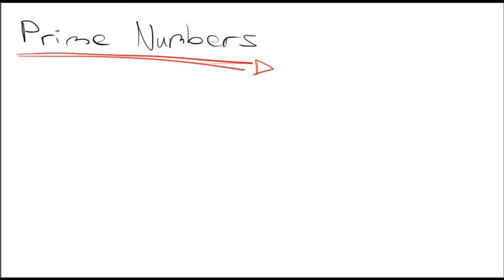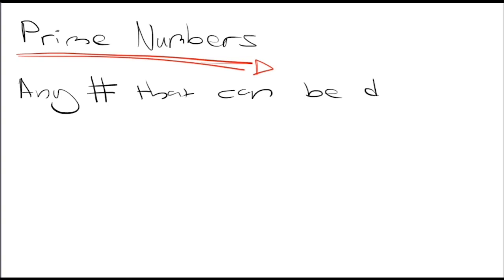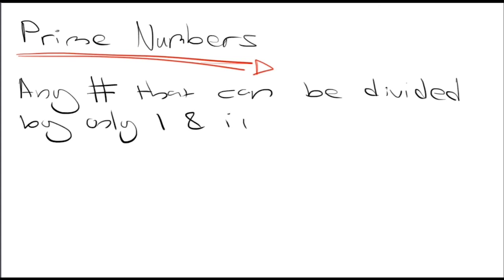Okay, so we define prime numbers as any number that can be divided by only the number 1 and itself. So let's look at some examples of prime numbers.